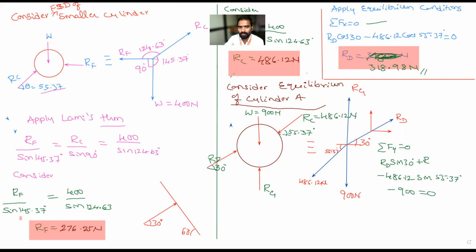So here you know the value of RD. You have calculated RD, so substitute it. RD is equal to how much? 318.98. Substitute this value and calculate the value of RG. All of you calculate the value of RG.